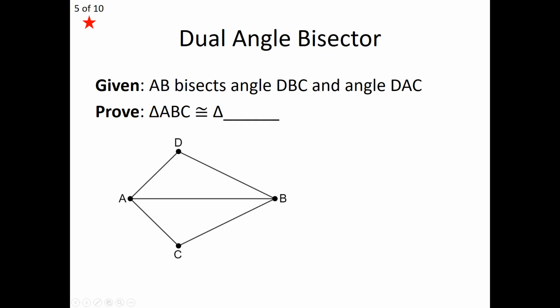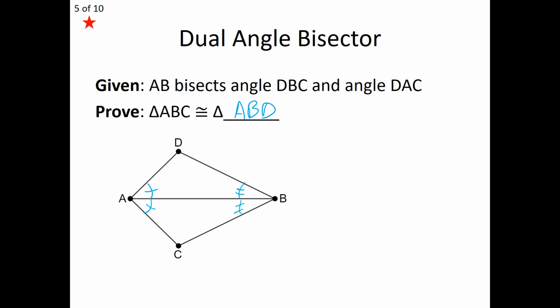Dual angle bisectors. Be on the lookout for angle bisectors. We love those because they cut things in half and they give us equal things. Again, we're going to try to prove two triangles are congruent. We've got triangle ABC is congruent to triangle ADC. No, excuse me, ABC is congruent to triangle ABD. There we go. We're given that AB is actually a dual angle bisector, meaning it's cutting each of the pairs of angles in half, which means in my proof I can claim that angle DAB and angle CAB are equal, and angle DBA and angle ABC will be equal as well.